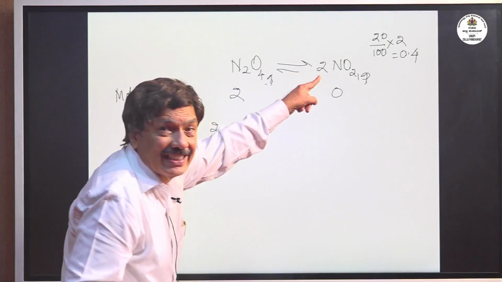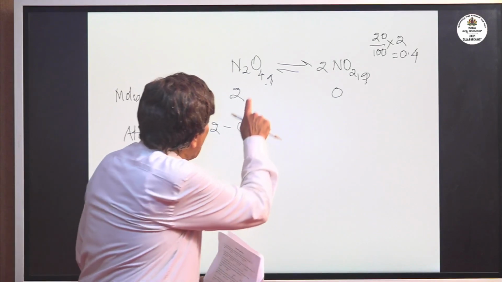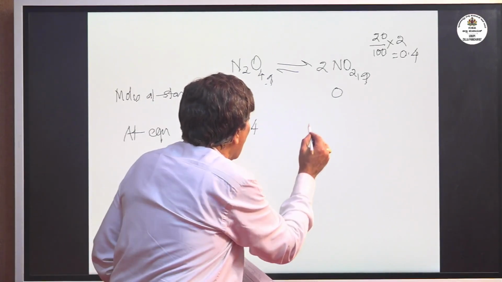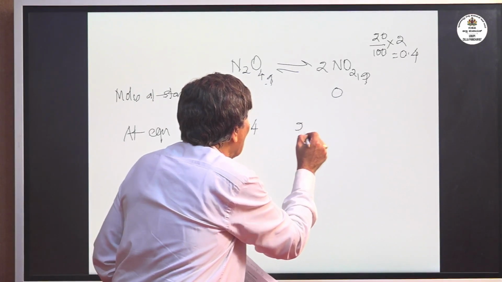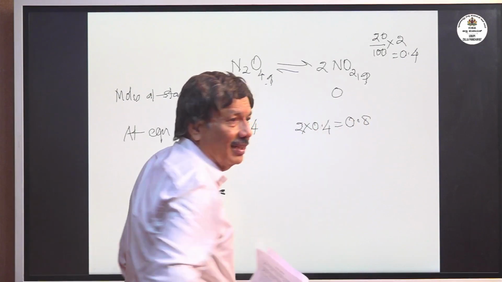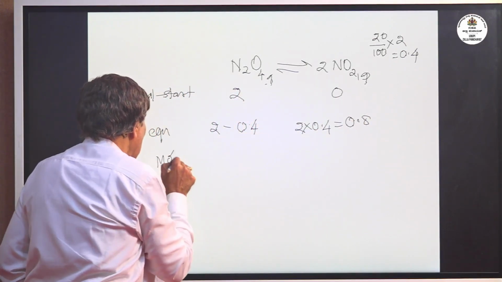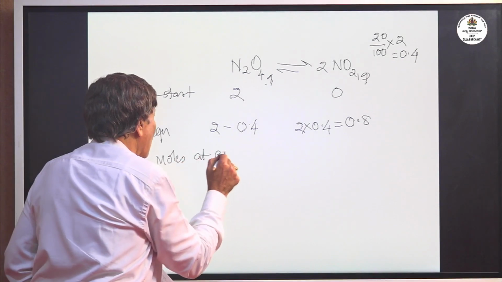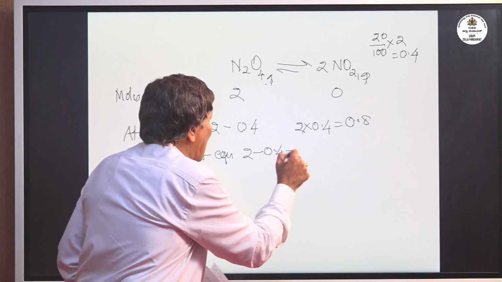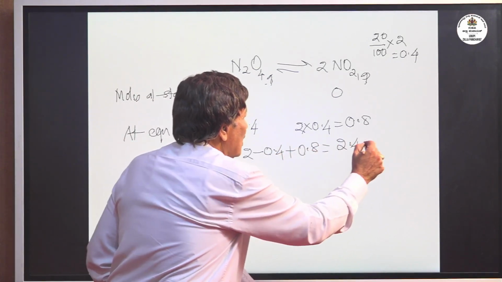See the reaction stoichiometry. Double of this is NO2 formed. The reaction is like that. So since 0.4 of this undergoes decomposition, this formed will be double of 0.4. That will be 0.8. Now, let me find out the moles at equilibrium. Moles at equilibrium: 2 minus 0.4 plus 0.8. It will be 2.4 moles.